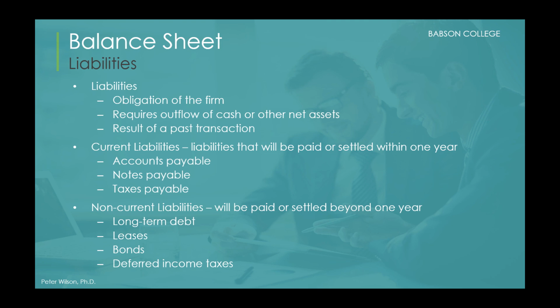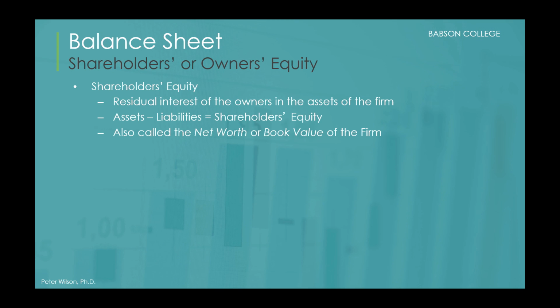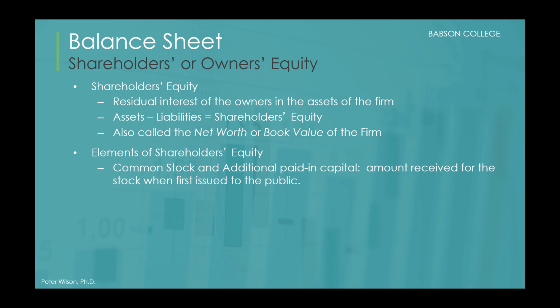Stockholders' equity is really a collection of accounts that record different types of transactions with the owners of the firm. It can also be called shareholders' equity or owner's equity. The main accounts are common stock and additional paid-in capital. These two accounts together represent the amount of cash the company received when it initially issued its stock to the public, such as an initial public offering or IPO.